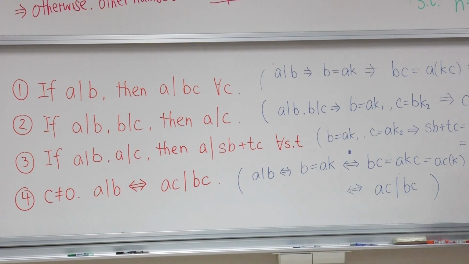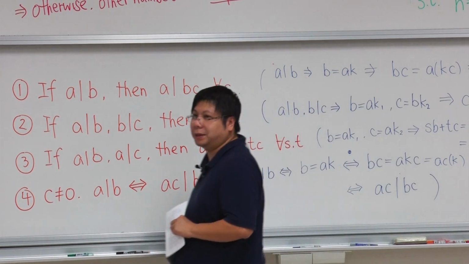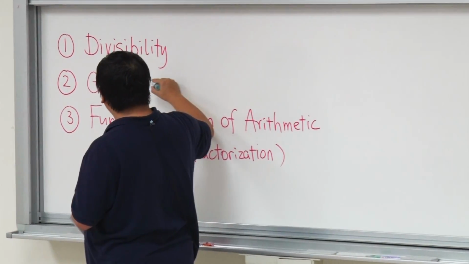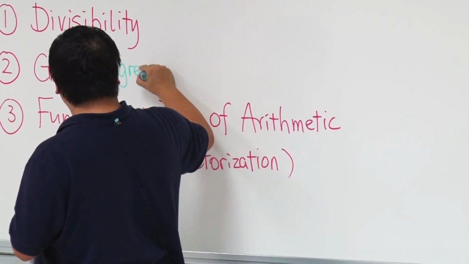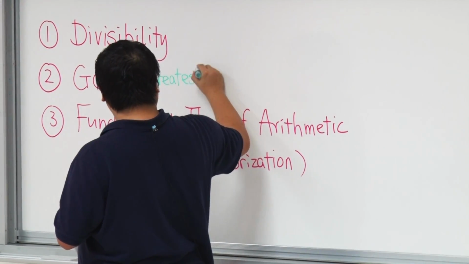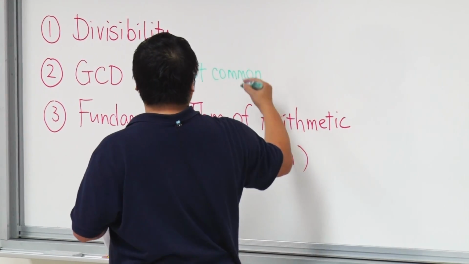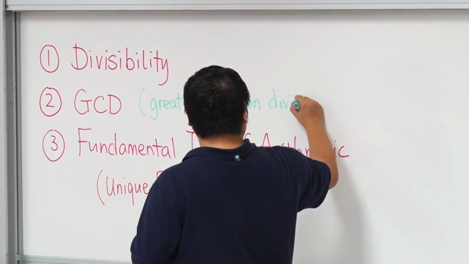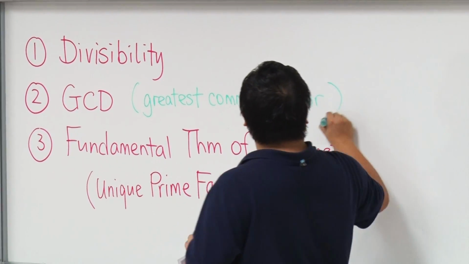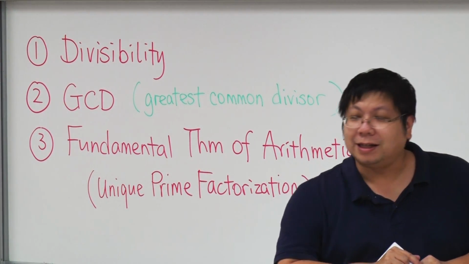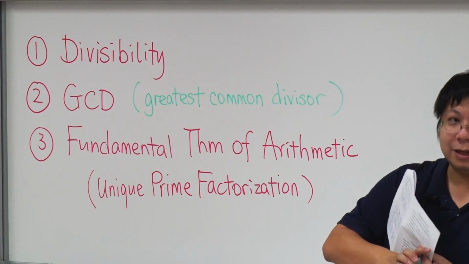Okay, so these are some trivial results, right? So what is the most non-trivial result? This is about the property of GCD. GCD stands for the greatest common divisor. So this is an American term. In English term, we call it HCF.